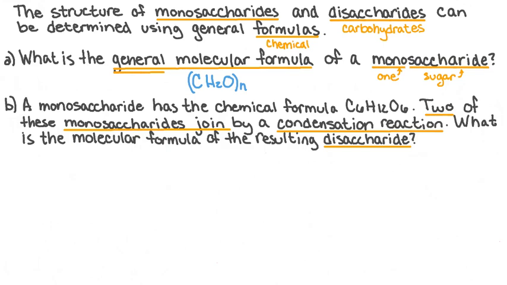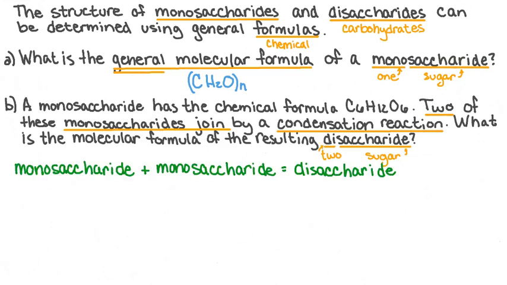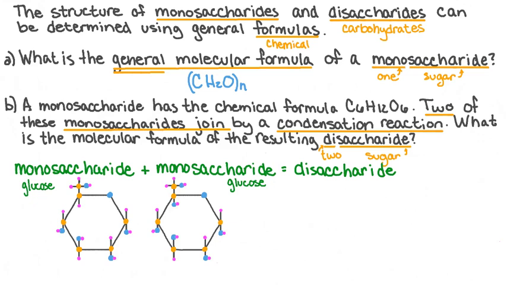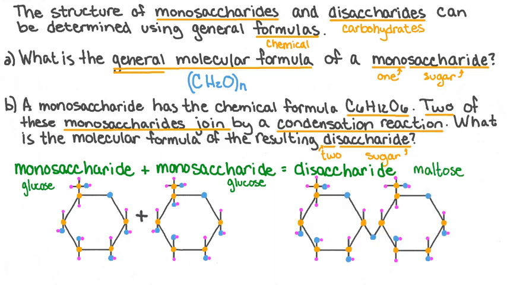It's asking us about the resulting disaccharide molecule that forms when two monosaccharides join. Di is a prefix that means two. So let's take a look at what happens when two monosaccharides bond together to form a disaccharide. We'll use glucose as the monosaccharides in our example, since they have the chemical formula C6H12O6, and we're already familiar with their structure. When glucose bonds with glucose, the disaccharide that's formed is called maltose.